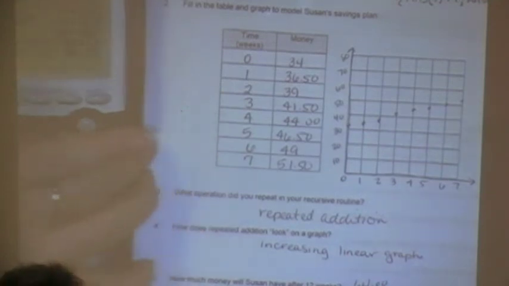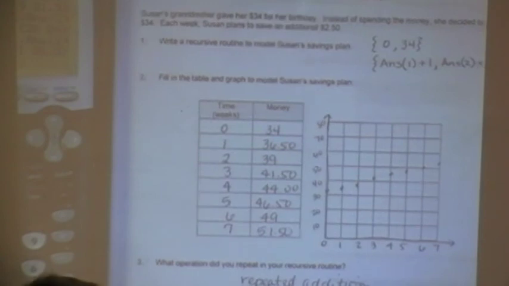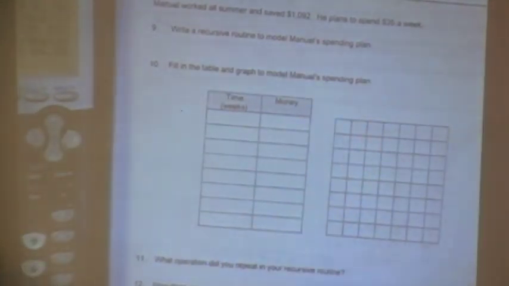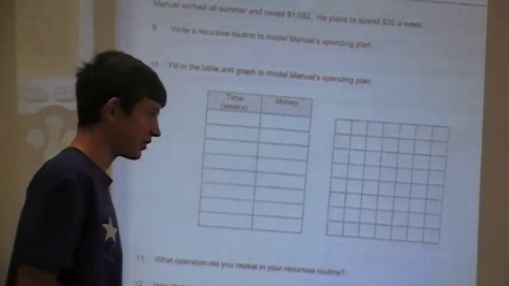Alright, so now on the back, we have another recursive situation. This time Manuel works all summer and saves $1,092. He is spending $35 a week. I want you to use what you just learned about writing a recursive model and using your calculator, and write a recursive model for Manuel's spending plan. Fill in the table and graph and answer the question. So I gave you a minute or two to do that.